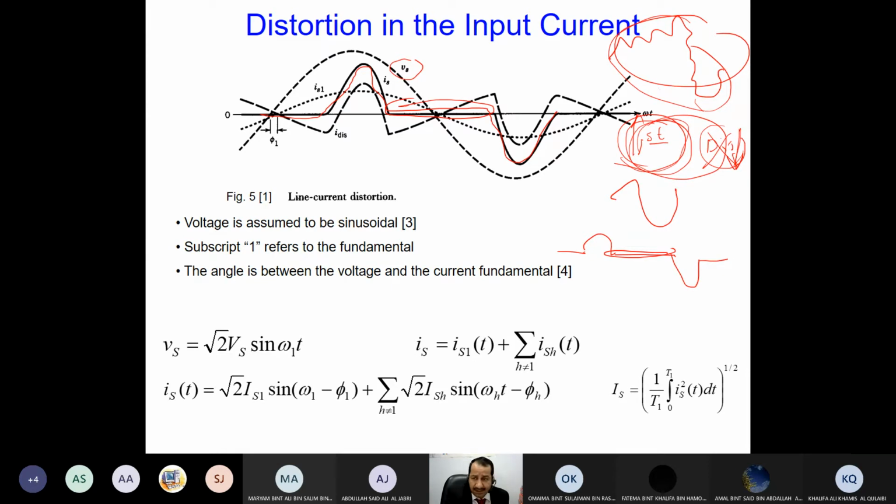Now, if I take this idea and come to current, I will say any current I_S is the fundamental plus the summation of harmonics. You see summation because it's second, third, fourth, fifth. We add them together. I call them I_Sh, h for harmonics. And if I represent them by sign, then the fundamental is this one. You see 1 here, it means the fundamental, the first. Summation over h means the harmonics, the second, the third.